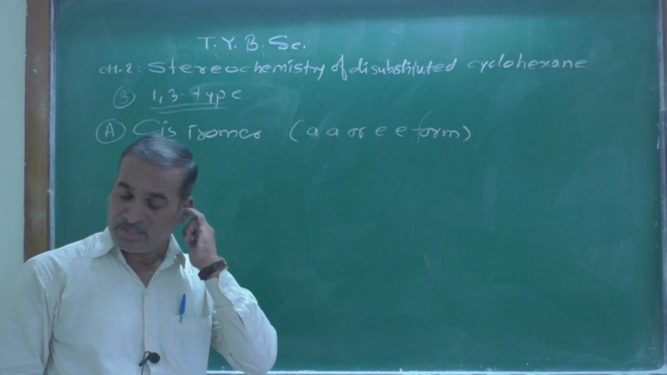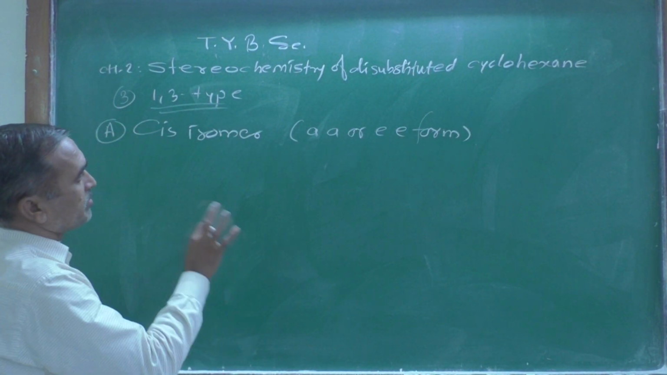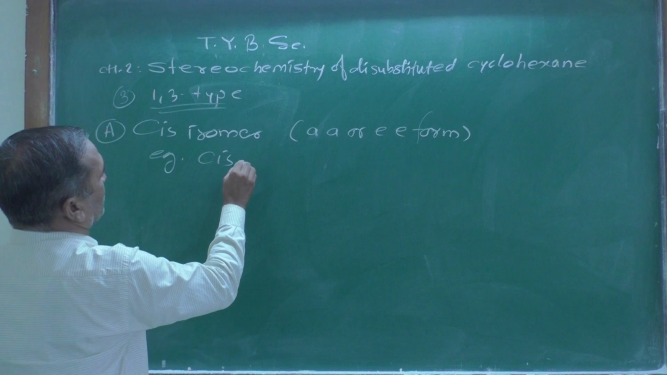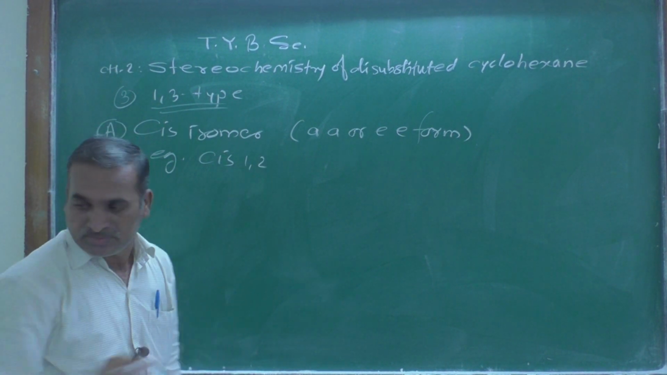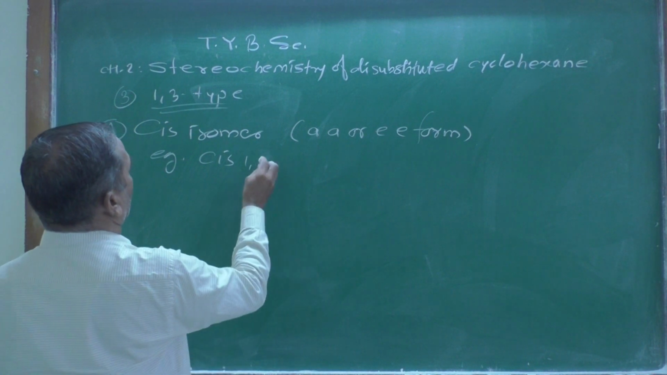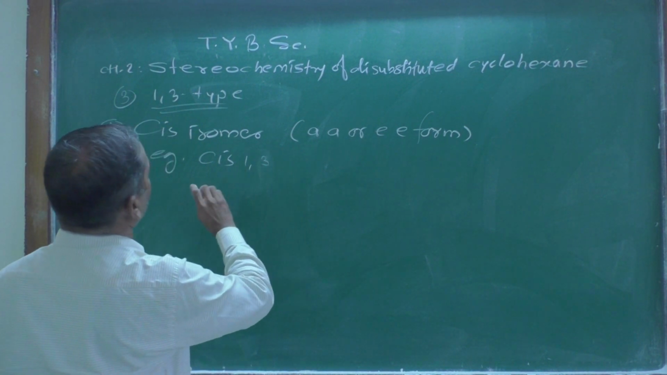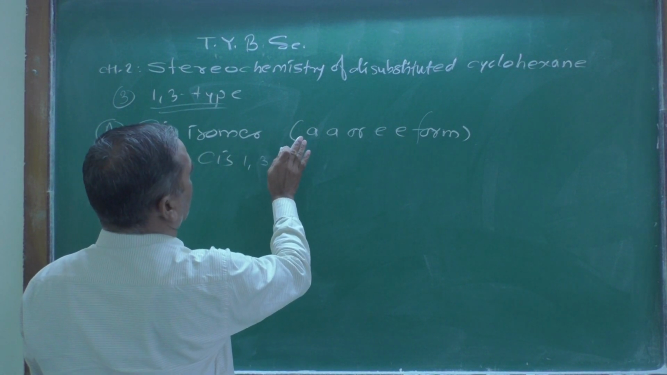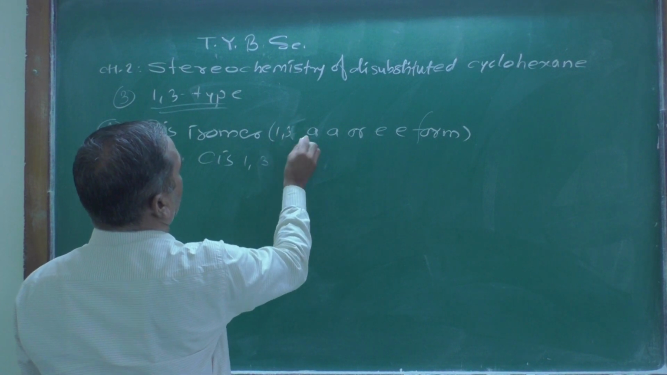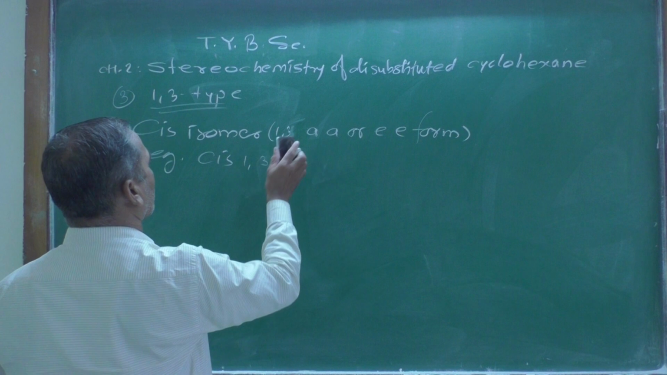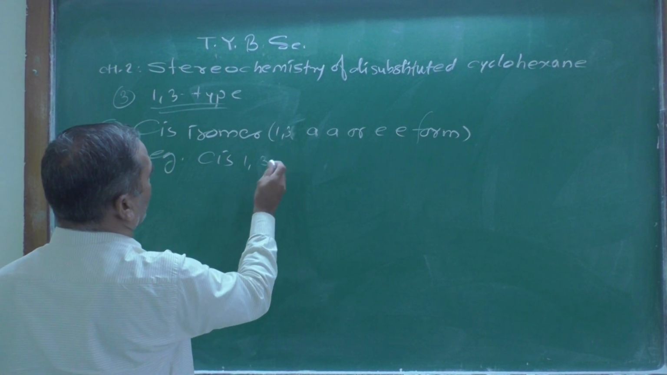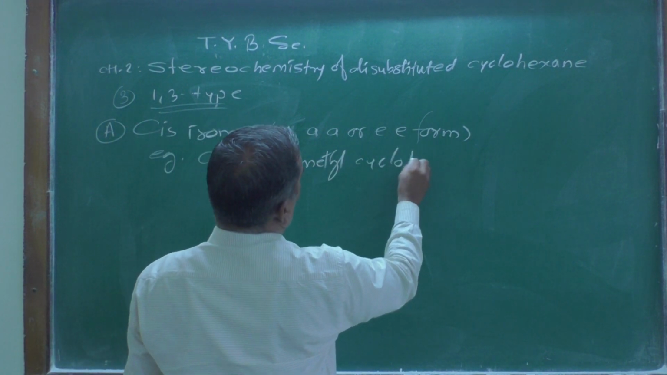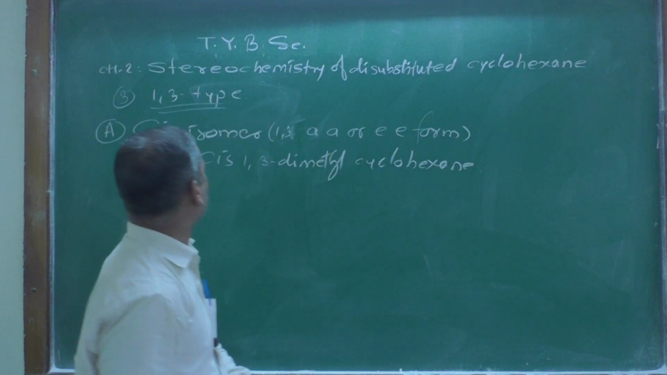And generally we are considering the general example, cis 1,3. Here is a cis isomer. Here you write 1,3 AA or EE form, and here cis 1,3 dimethyl cyclohexane, right?